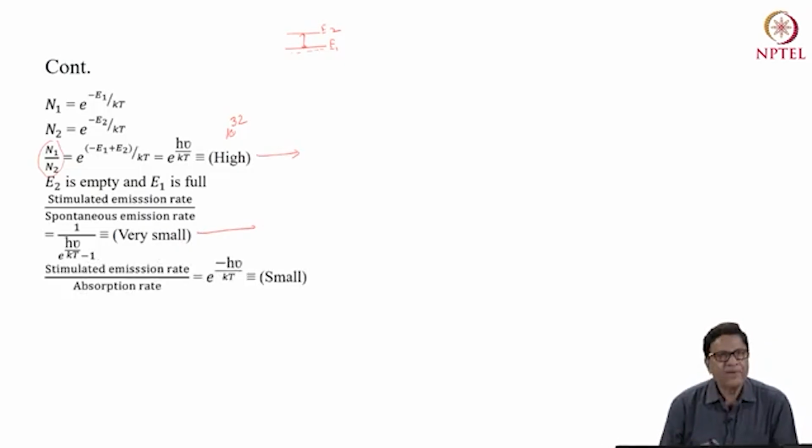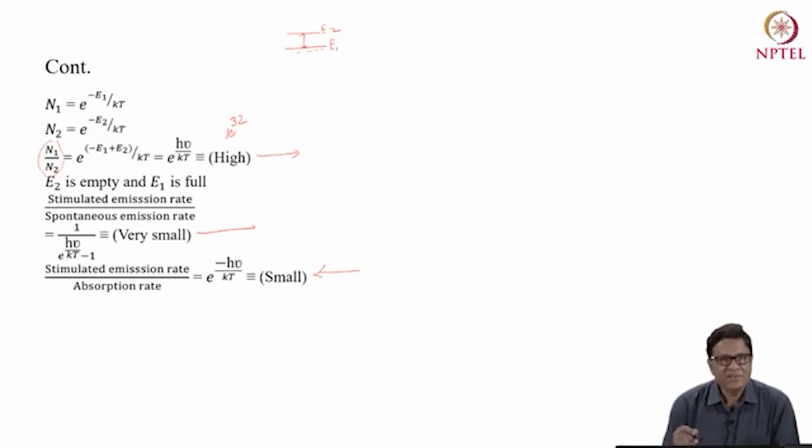And now if I find out a ratio of stimulated emission rate with respect to absorption rate, this gives me e raised to power minus h nu by kT. And since this was e raised to power h nu by kT, by putting typical values of h nu, k and T, this is going to be very, very small, which means the stimulated emission rate is also negligible in comparison to absorption rate.